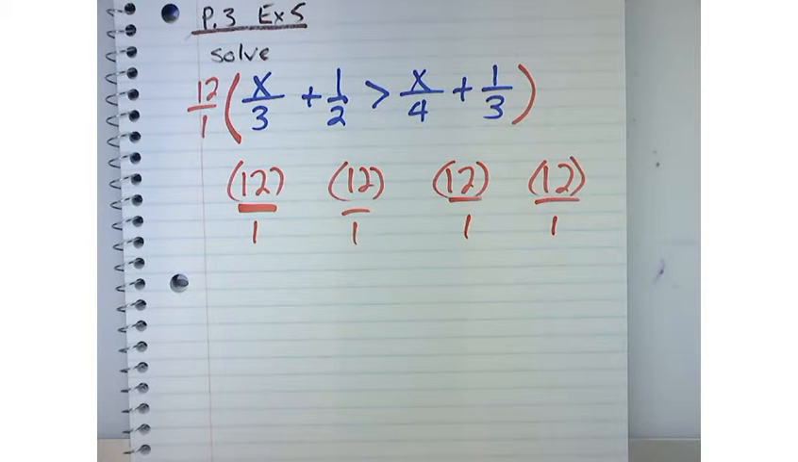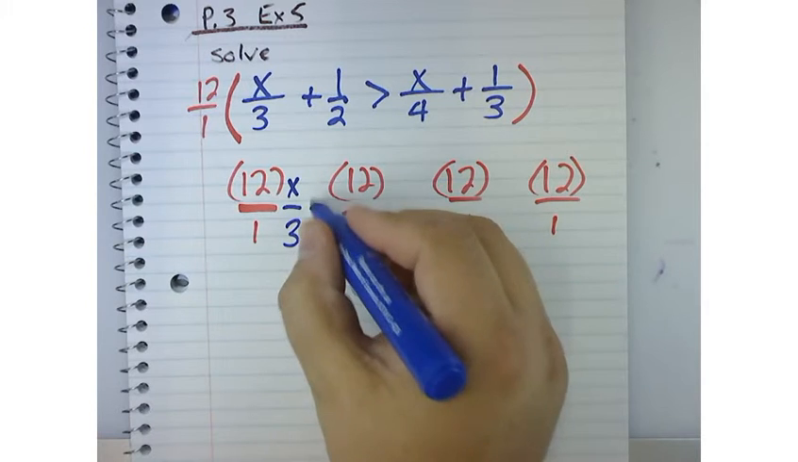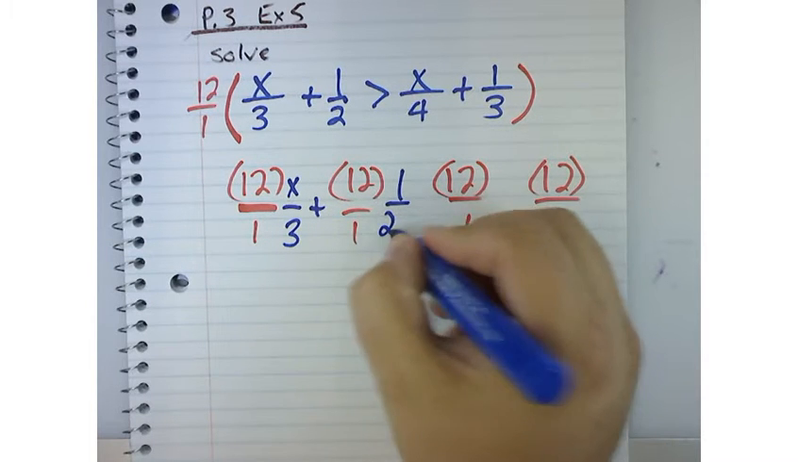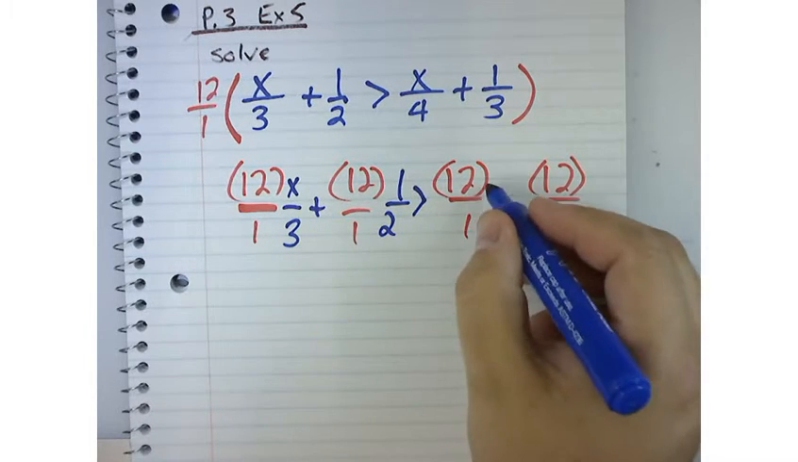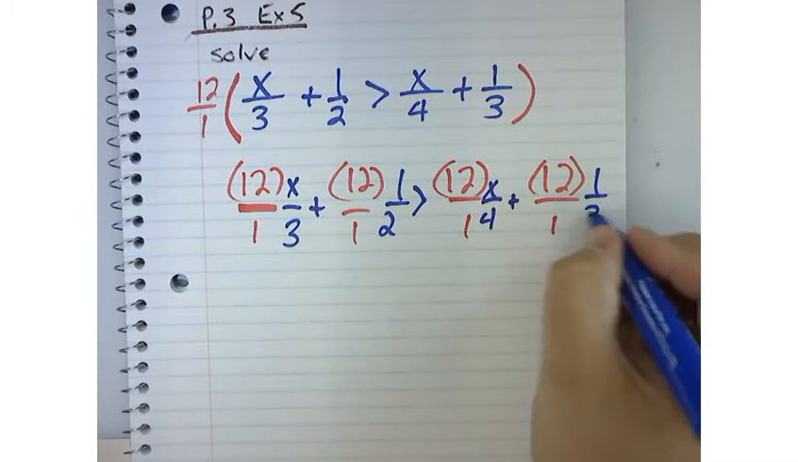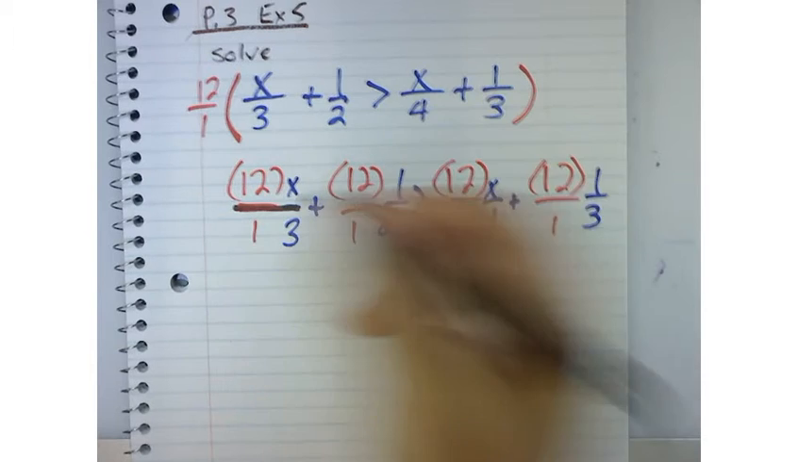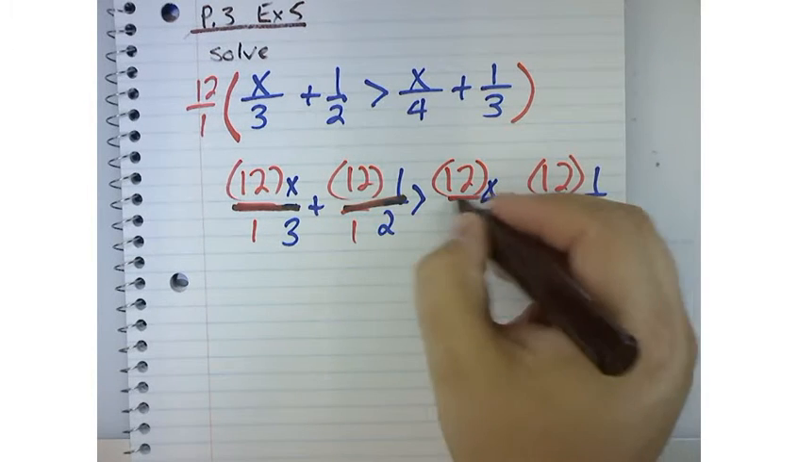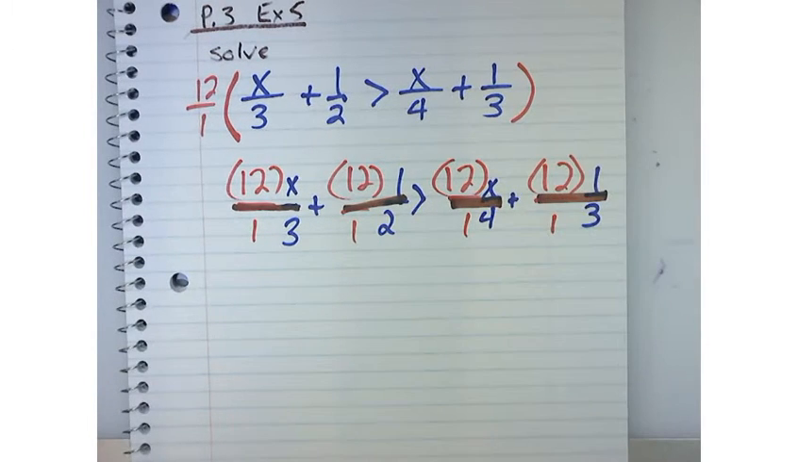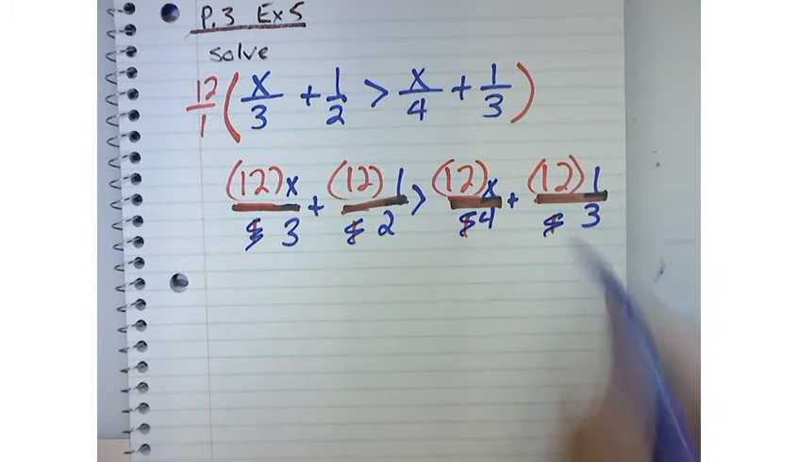So what's that going to be multiplied by? Well, that'll be multiplied by x over 3 plus 1 over 2 greater than x over 4 plus 1 over 3. And so when we write it that way, technically this is the top, and this is the top, and this is the top, and this is the top. So anything multiplied by 1 is itself, so we can kind of ignore the 1's. And then we could just reduce the fractions.